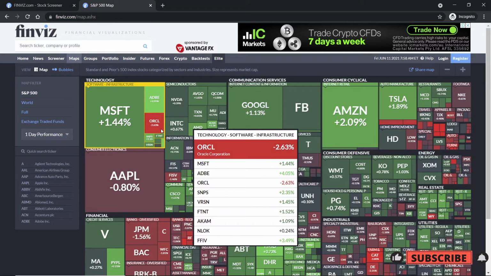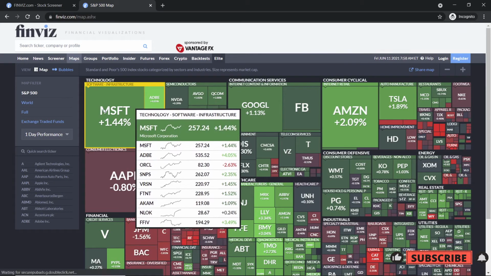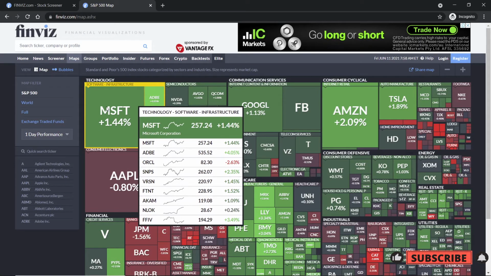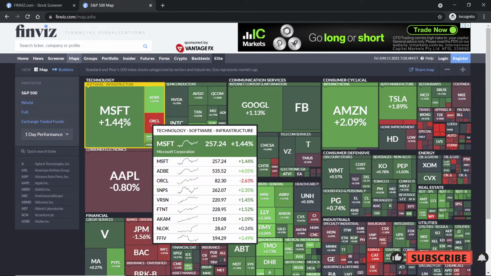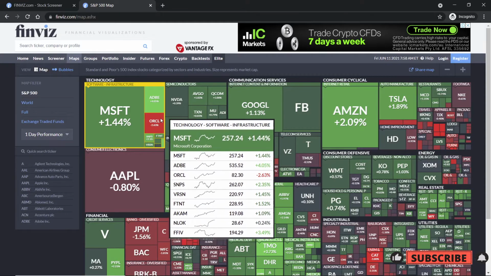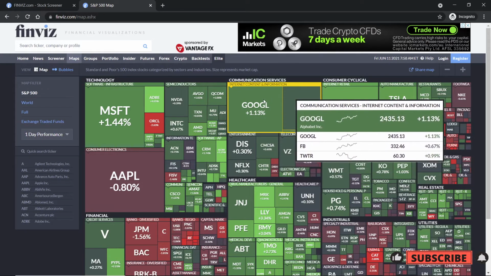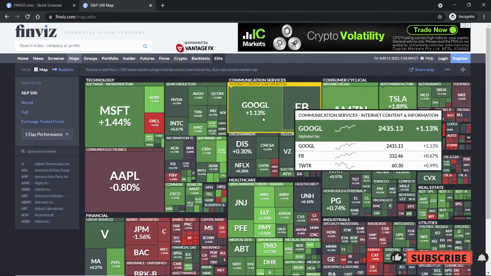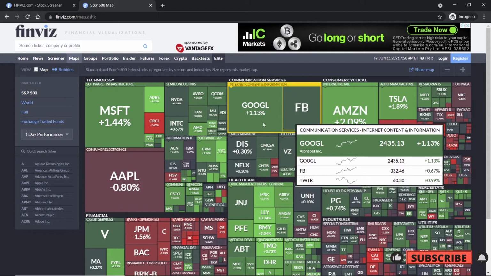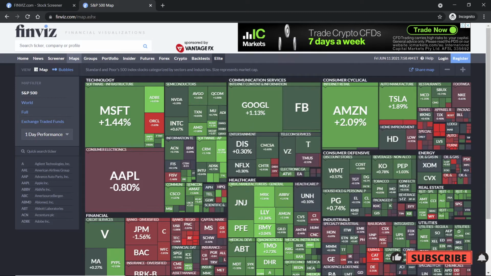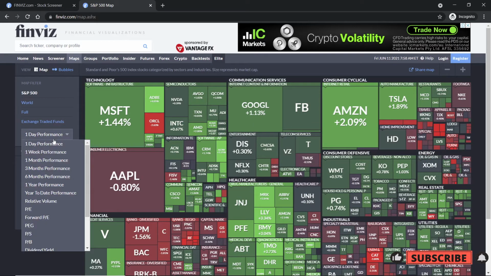I go to the technology sector and I know Microsoft is the market leader for that sector, and I simply take Microsoft into my portfolio. I add Microsoft to my portfolio. Likewise, I go to communication services, look at Google, which is the market leader, and add that to my portfolio. Now, prior to adding it to my portfolio, I see what the performance was trending at.